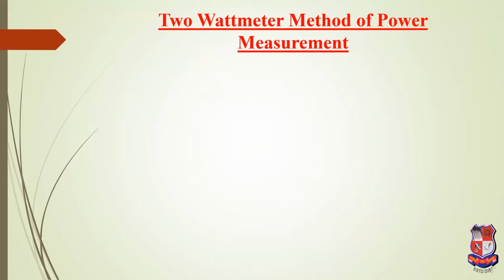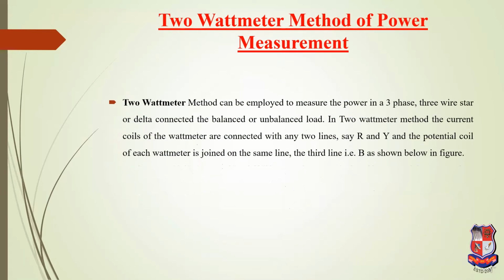We saw the 2 wattmeter method of power measurement. The 2 wattmeter method can be employed to measure the power in a 3-phase, 3-wire system, star or delta connection. That means in this method we use only 2 wattmeters for power measurement in a 3-phase system for star or delta connection. First of all, we know that a wattmeter has 2 types of coil: first, the current coil, and second, the potential coil, that means the voltage coil.